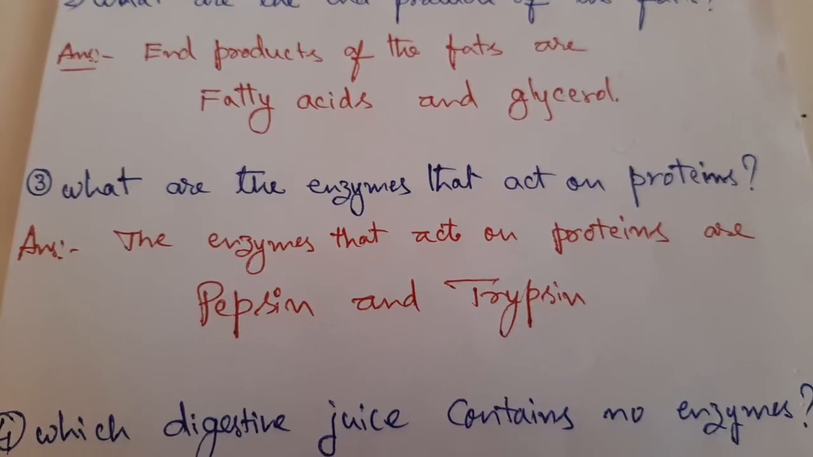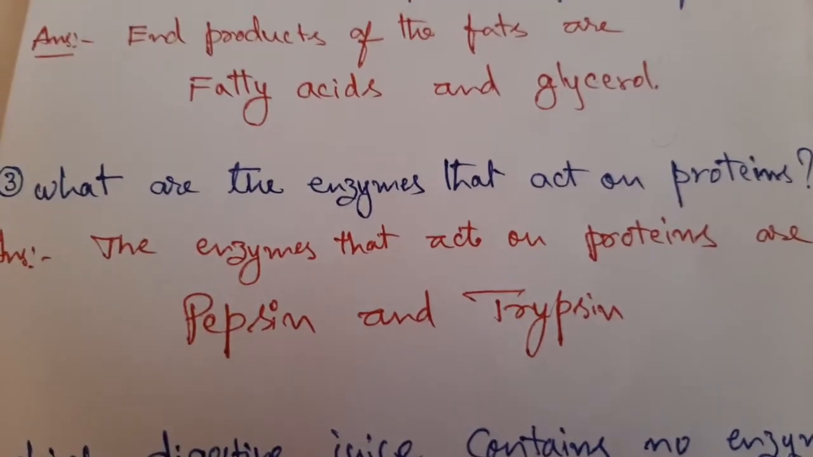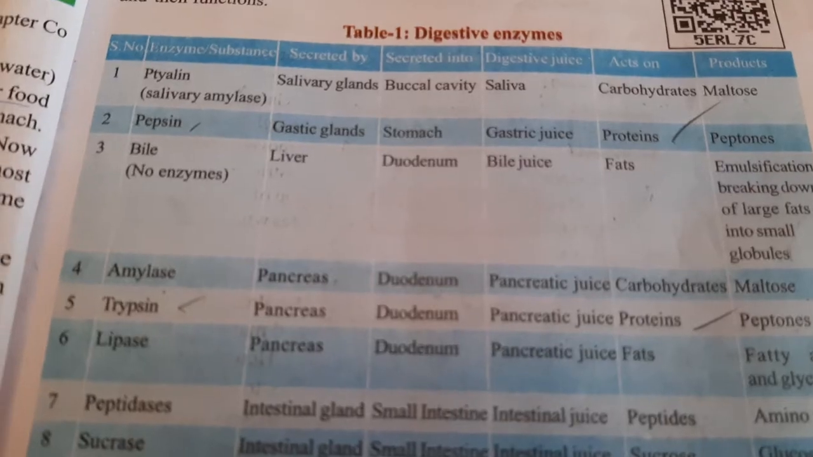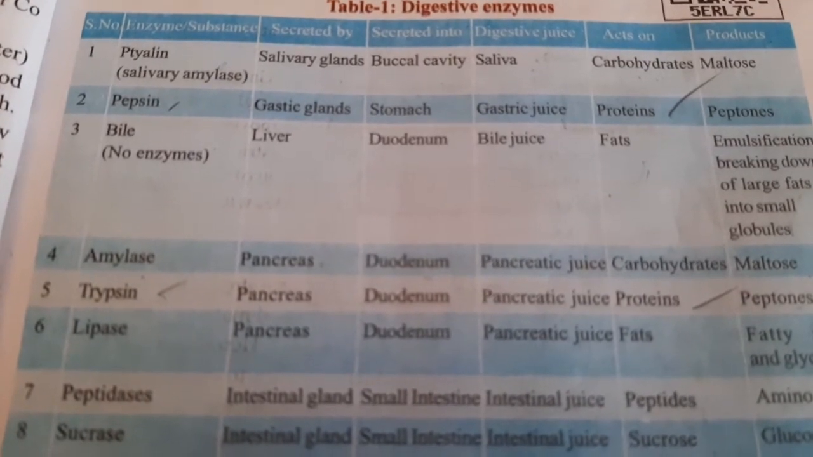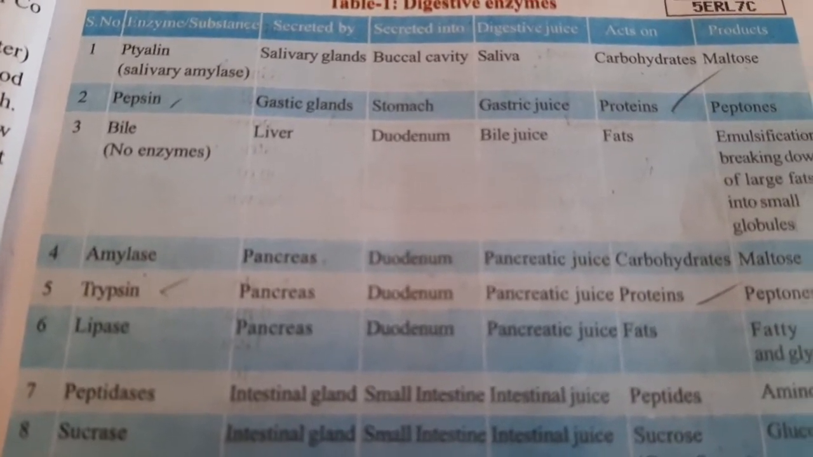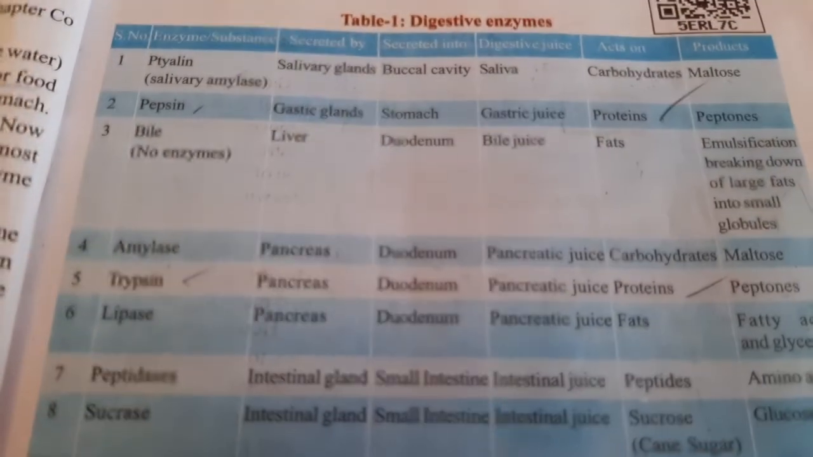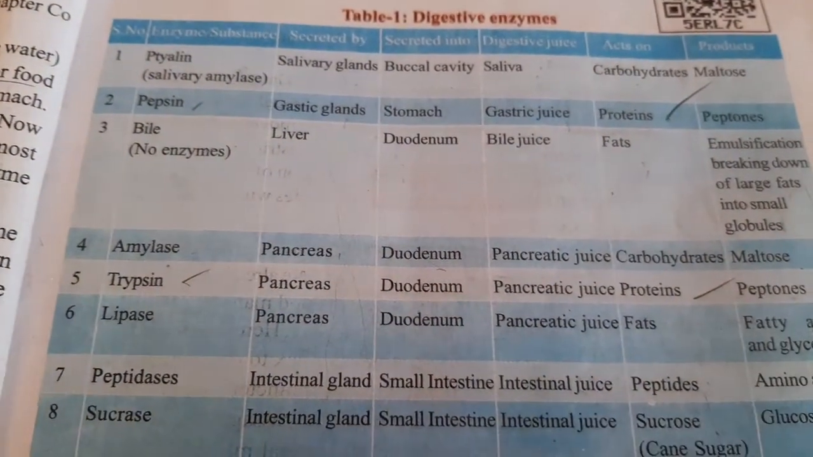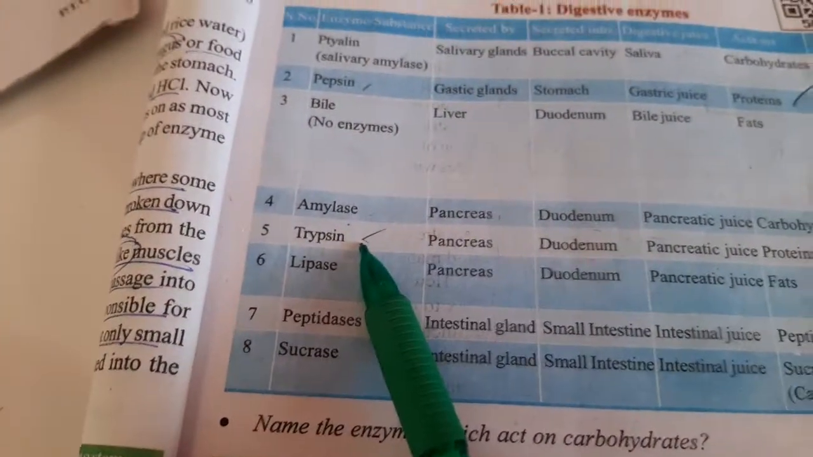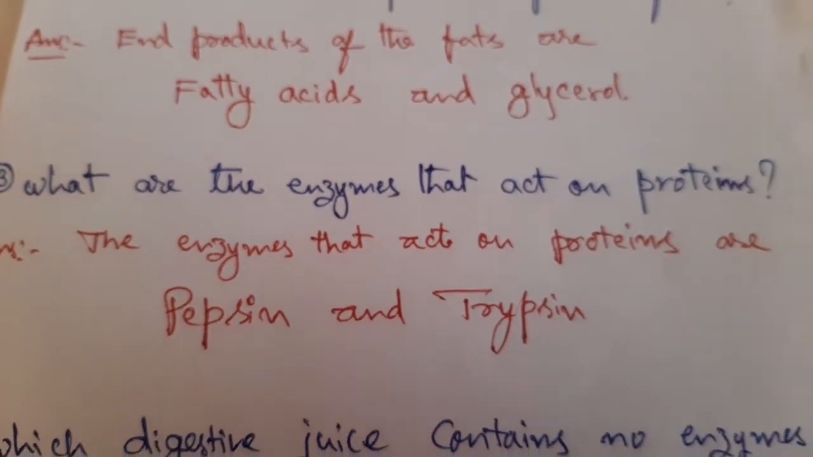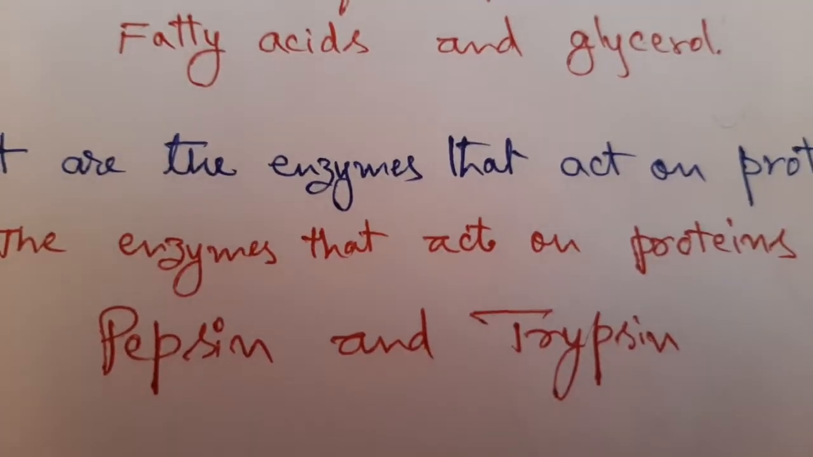Okay. Now come to the question number 3. What are the enzymes that acts on proteins? So students, observe. So which enzymes acts on proteins? Observe enzyme 2, second enzyme, pepsin. It acts on proteins. And also enzyme, fifth one, it also acts on proteins. So the answer, the enzymes that acts on proteins are pepsin and trypsin.